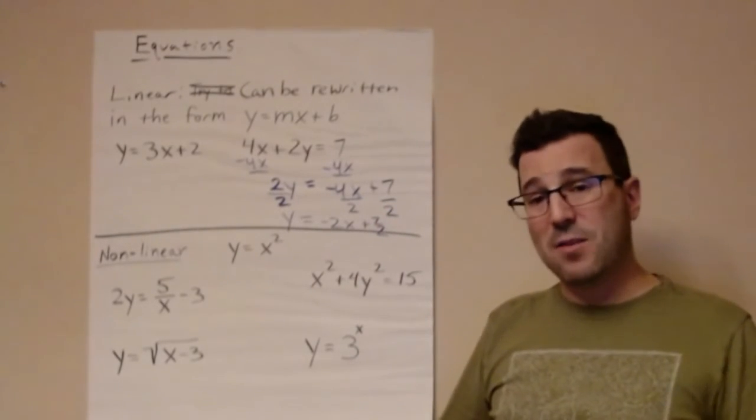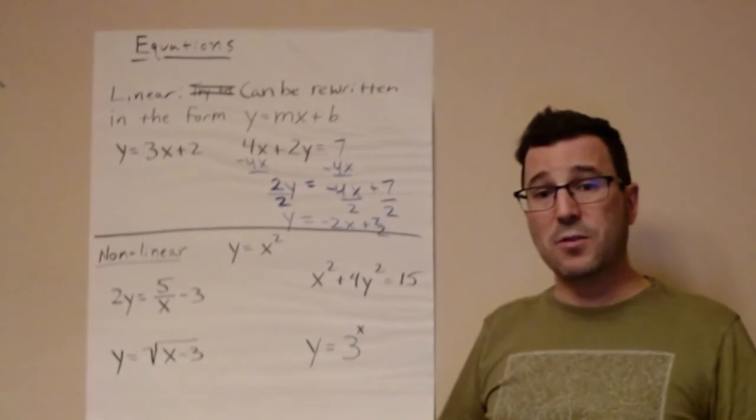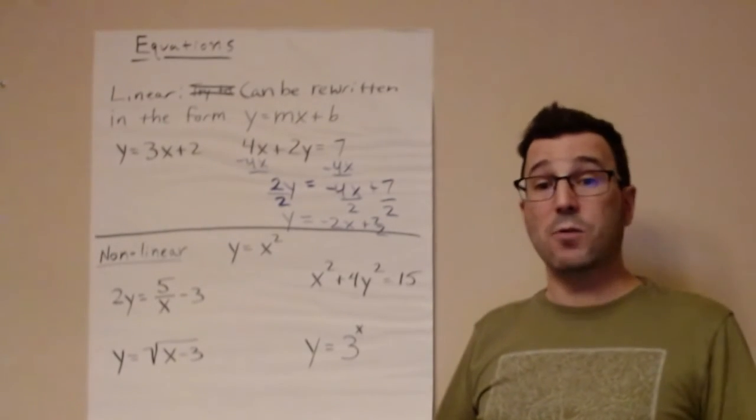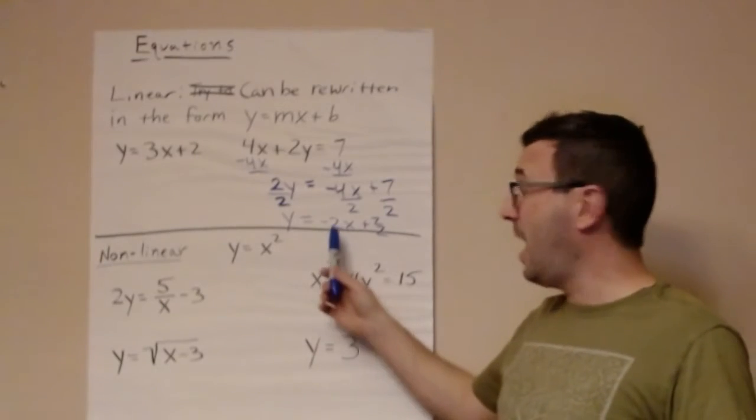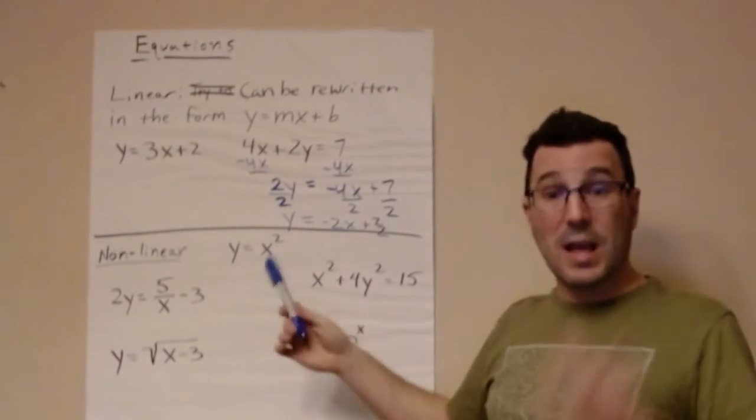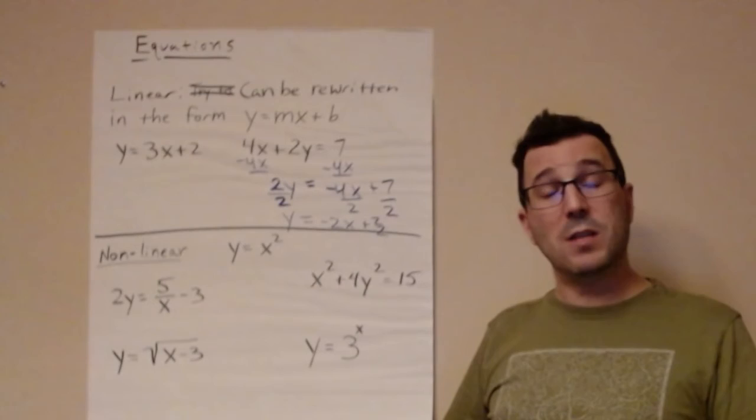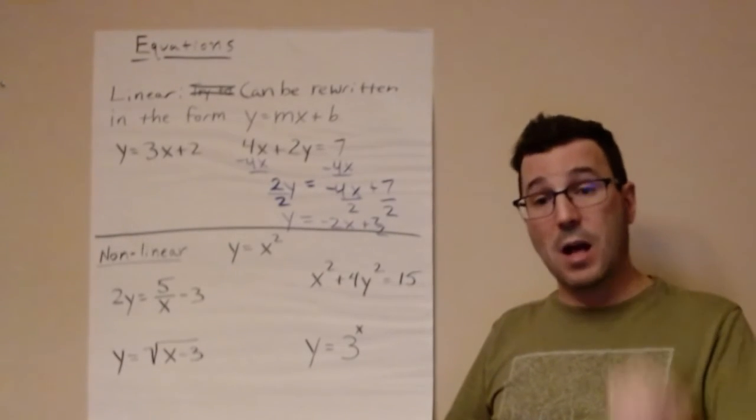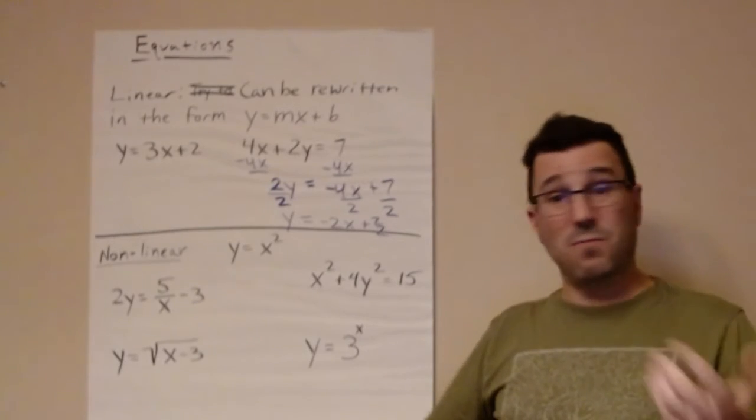It doesn't matter that I have a fraction for my y-intercept. What matters is that overall, this is in y equals mx plus b form. I have a constant slope, and that's what we're looking for when we want to see if it's linear. Does it have a constant slope, or does it change?